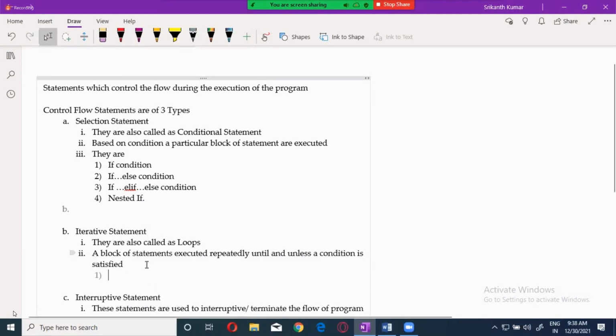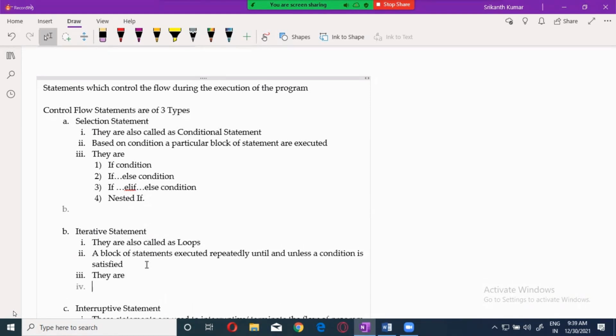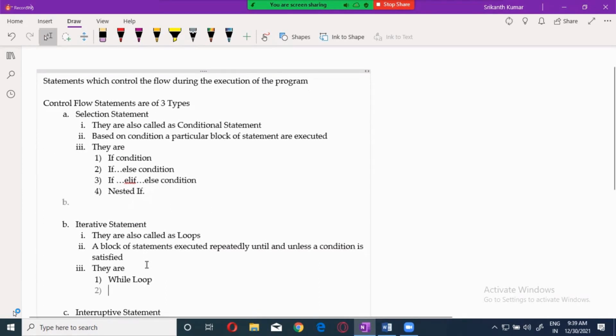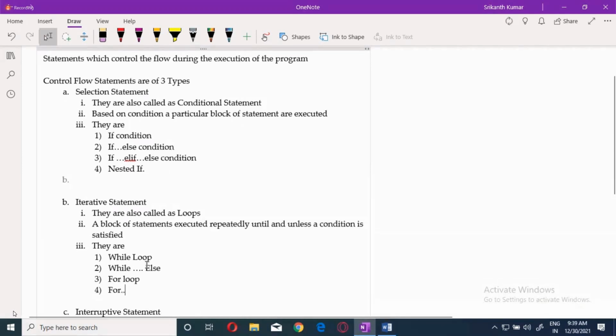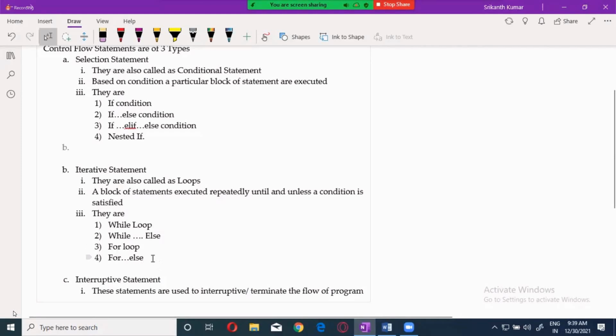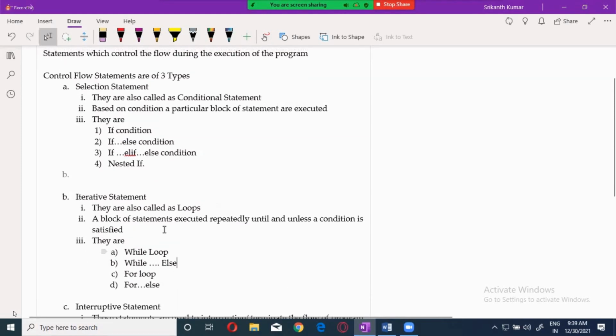Under this, we are having, I will write it. They are, first one is while loop. Next one, while else. Next is for loop and for else. These are the 4 types we are having inside this. Clear?